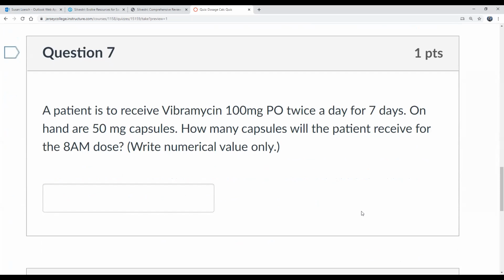The patient is to receive Vibramycin 100 milligrams PO twice a day for 7 days. On hand are 50 milligram capsules. How many capsules will the patient receive for the 8 a.m. dose? 2. Okay, 2. So how many pills would we need for the whole 7 days? 28. Okay, so 4 a day times 7 days.